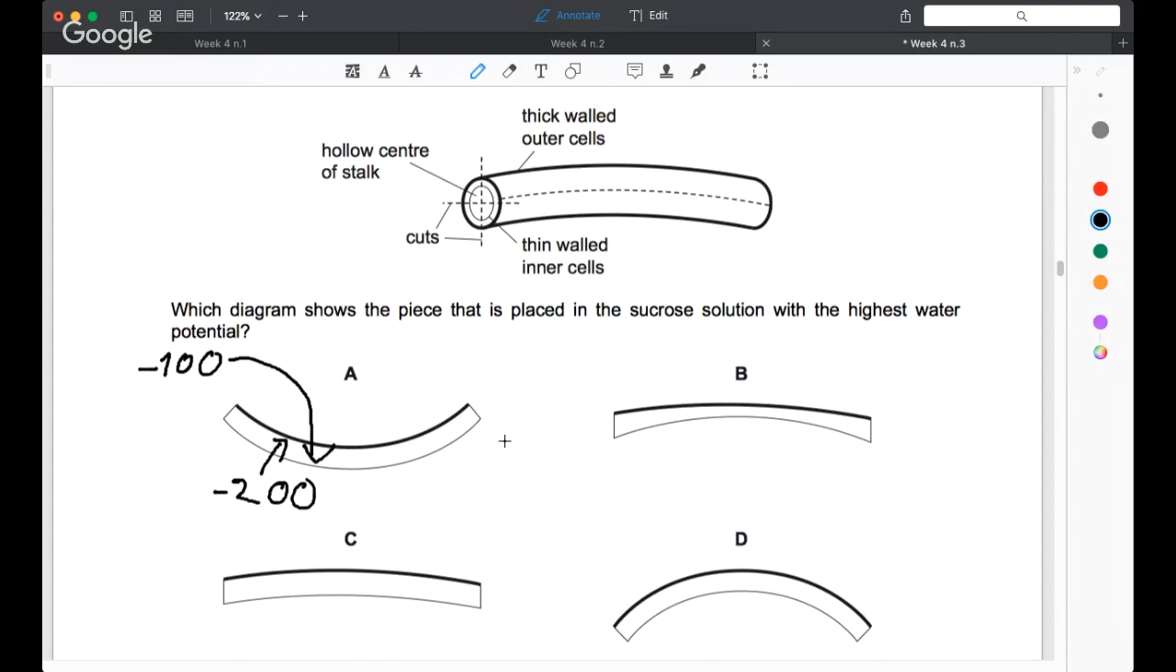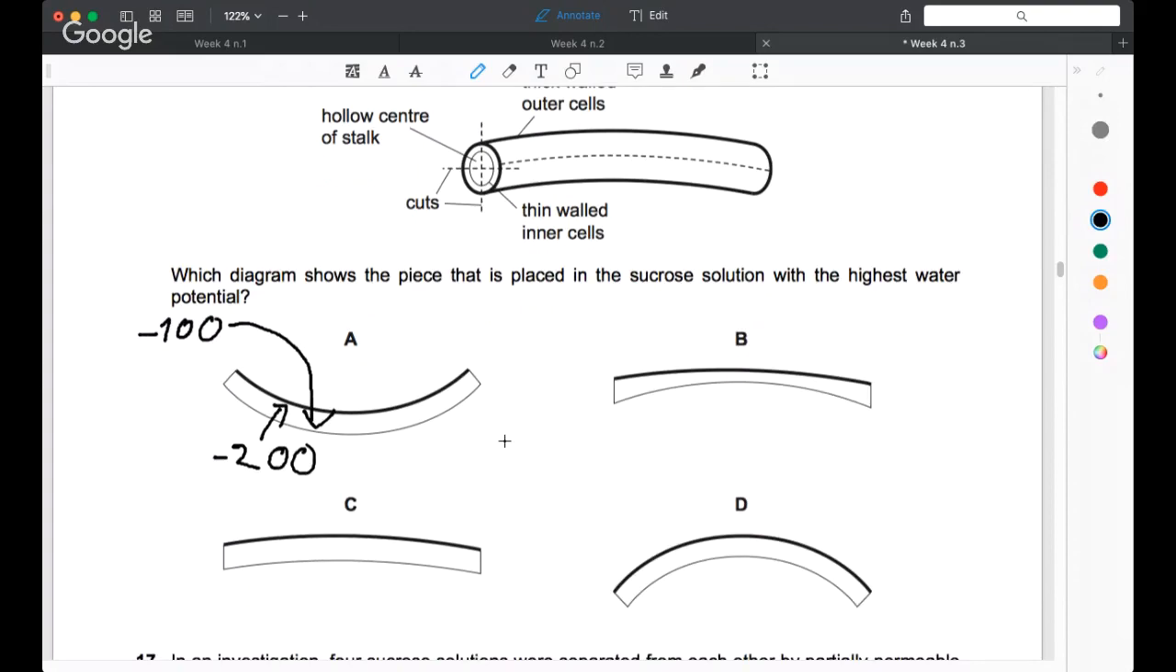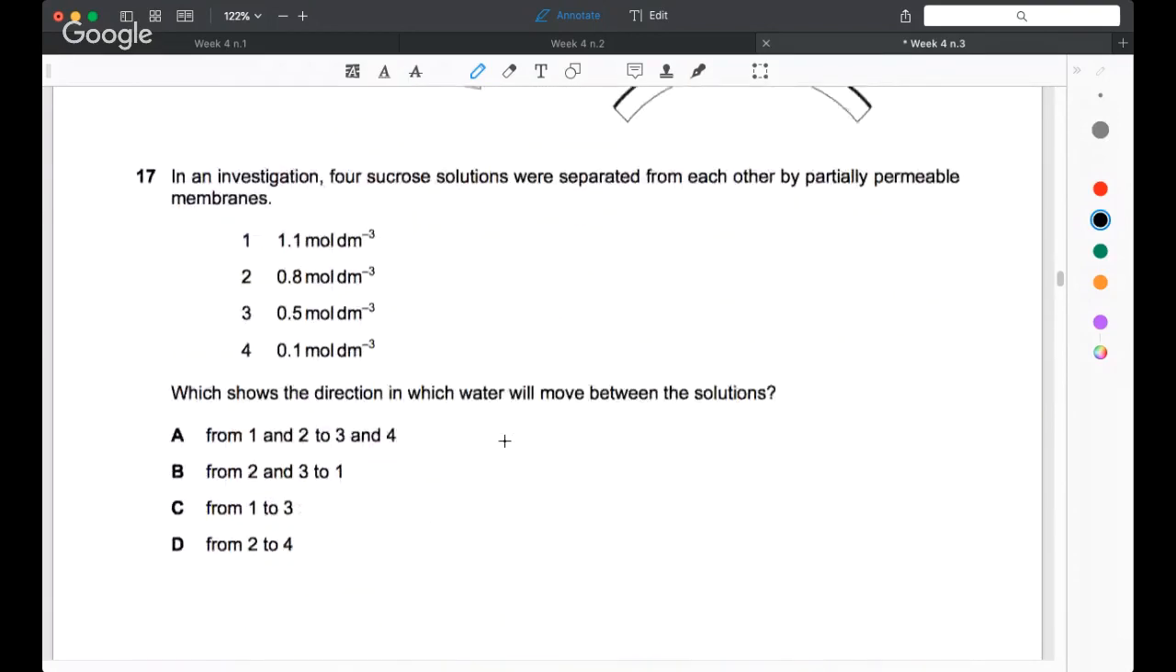No, these are four different pieces of plant. They've just been cut out of the plant in four different ways, and then put into four different solutions, and they're asking you to point to the one that will have the highest water potential. And A has the highest water potential. Oh! Okay, yeah, that makes sense. Okay. Good question.